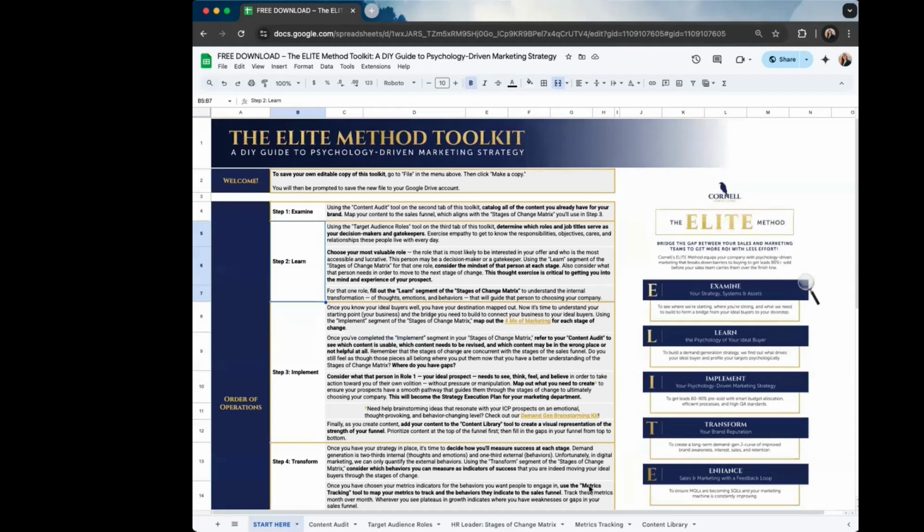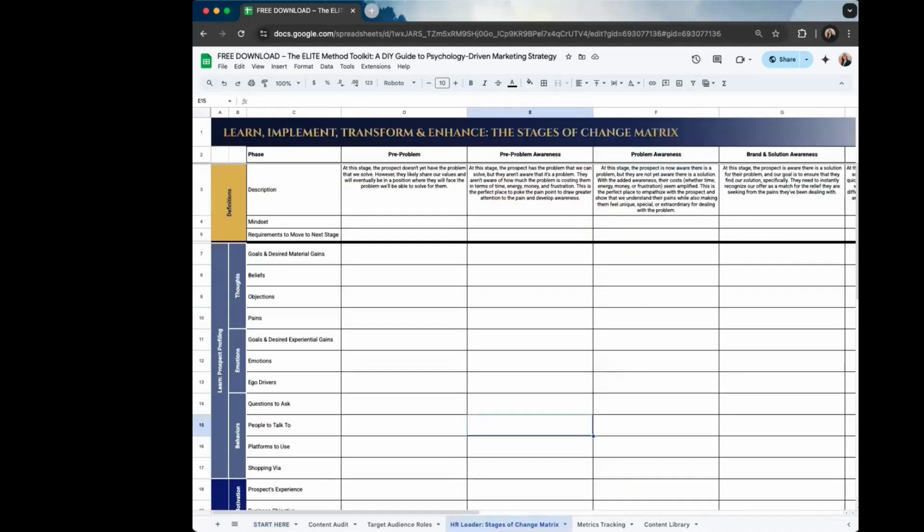In the last video, we renamed your Stages of Change Matrix tab to the name of the role you want to prioritize. In our example, that role was HR leaders. With that role in mind, we're going to start with an empathy exercise. What we need to do is understand, who is this person who is an HR department leader? What is that person's day-to-day life like? What responsibilities do they have? What things do they care about?